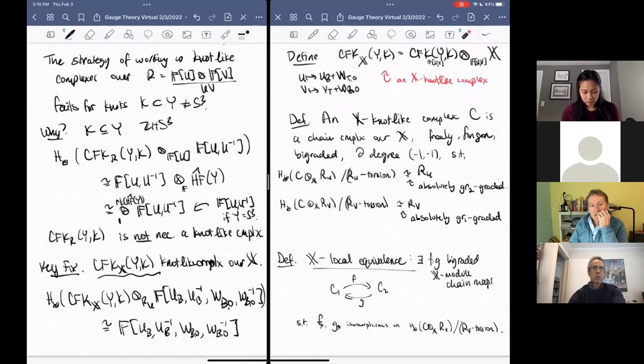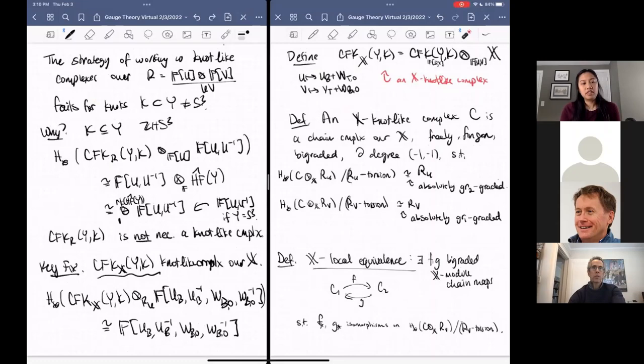And this property here that knot Floer complexes satisfy motivates the definition of knot-like complexes over X, which is the analogous definition where we replace R with this ring X. So here, a knot-like complex over X is a chain complex over the ring X, which is freely finitely generated and bigraded with these grading conditions, such that if I take the homology of the complex where I tensor with RU and I mod out by RU torsion, I get exactly one copy of RU. It's rank one as an RU module. And similarly for the RV module, where I mod out by RV torsion here.